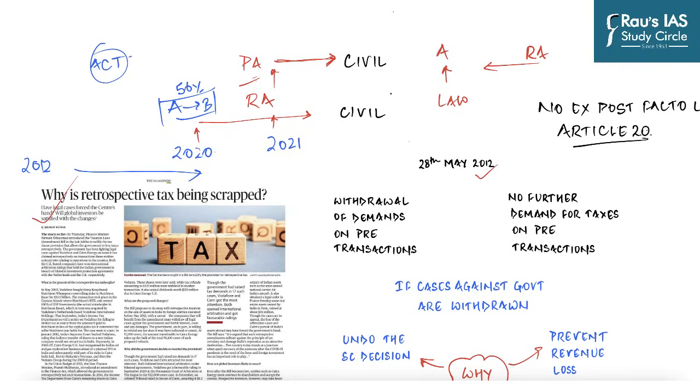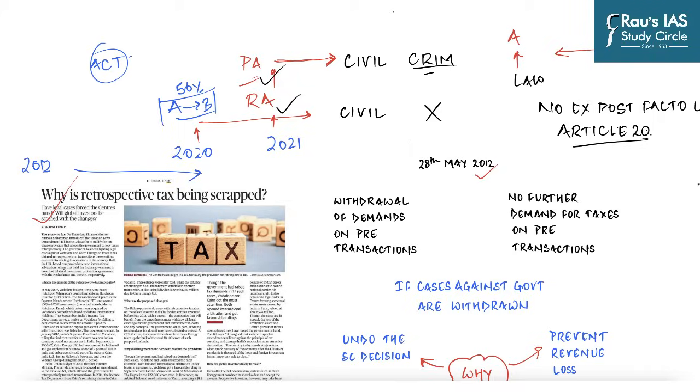You should keep in mind that as far as civil matters are concerned, both retrospective as well as prospective amendments are allowed, but for criminal matters, only prospective amendments are allowed, but not retrospective.